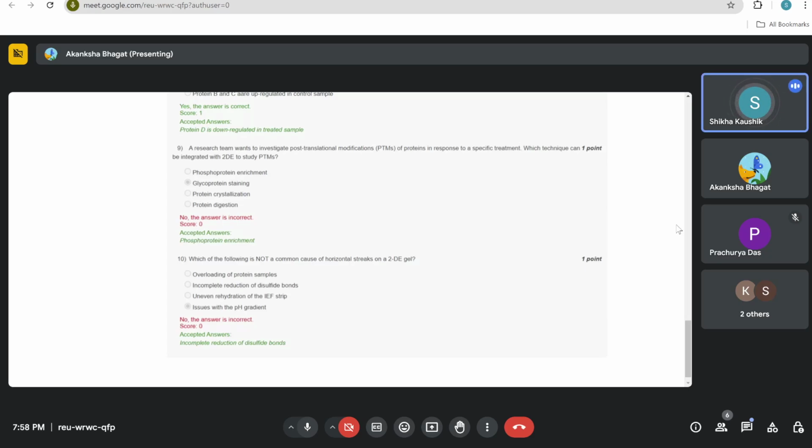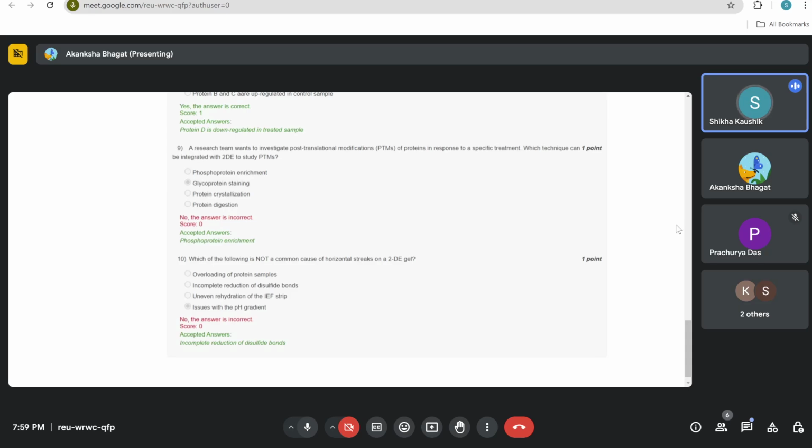I don't know how to put this, but whenever we talk about 2DE, for post translation modification, it has to be phosphoprotein enrichment. That is what we can do. I don't know how we do glycoprotein staining when it comes to 2DE.